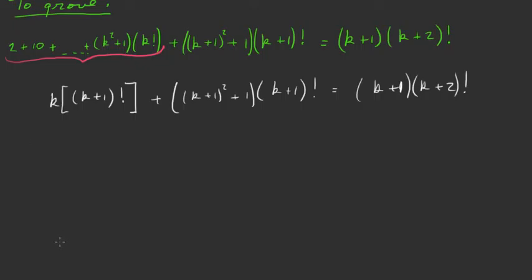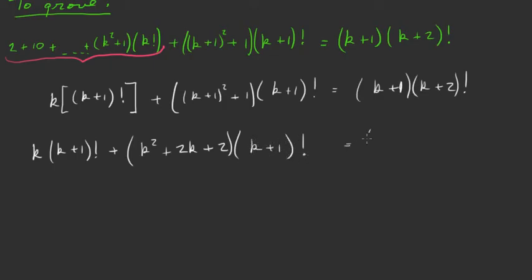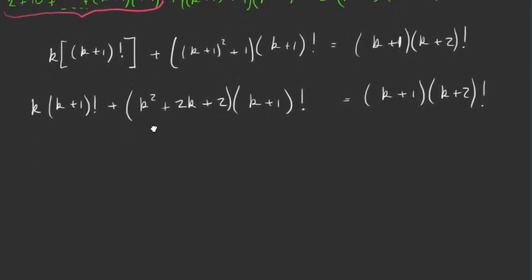Let's see then. Well, the first thing I'm going to do is square this bit out here and add the 1 and see what we end up with. So we end up with k times (k plus 1) factorial here, that's just this bit here, plus, if I square this and add this 1, I'll get k squared plus 2k plus 2, times (k plus 1) factorial. We want to show that that's equal to (k plus 1) times (k plus 2) factorial. Okay. So let's see, what have we got here?